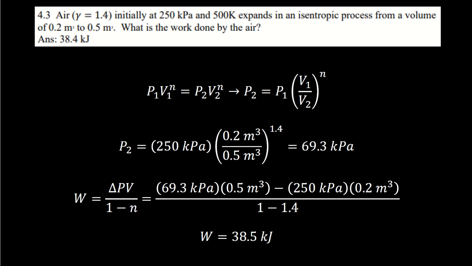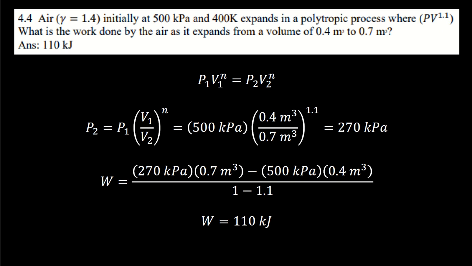Plugging this into our general polytropic work equation, P2V2 minus P1V1 over 1 minus n, that gets us a work under an isentropic process coming out to be 38.5 kilojoules of energy.